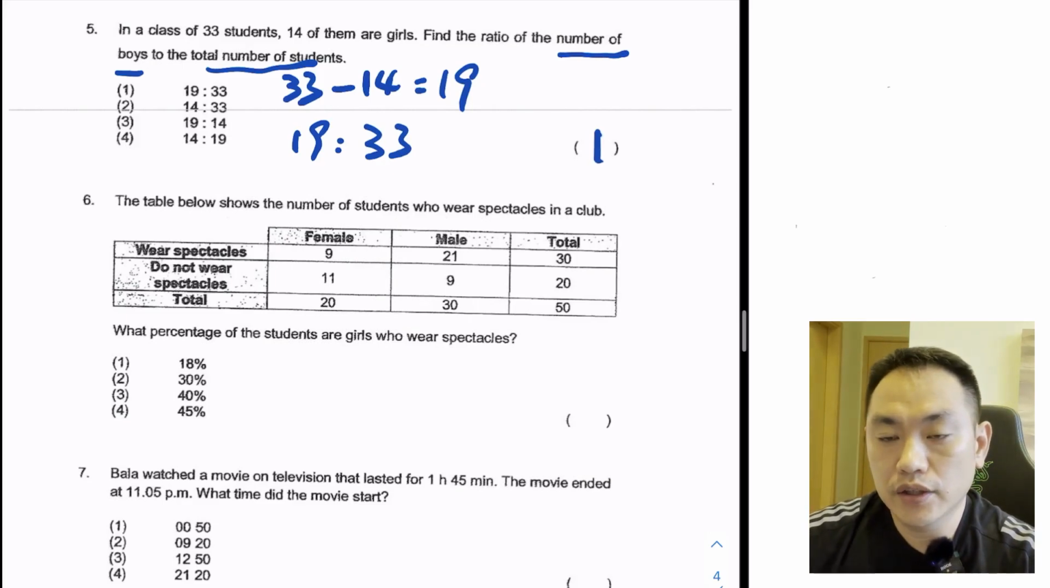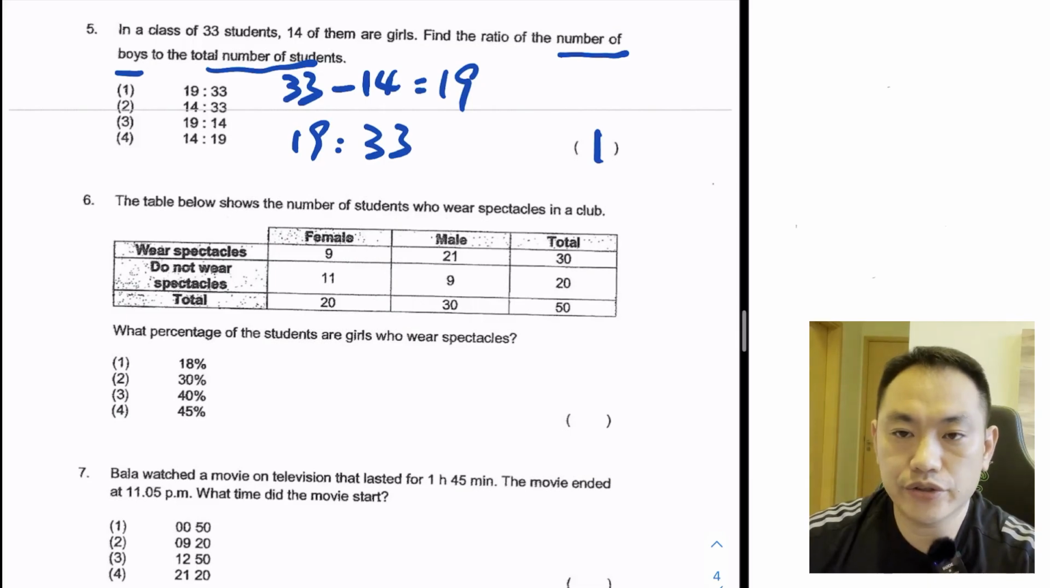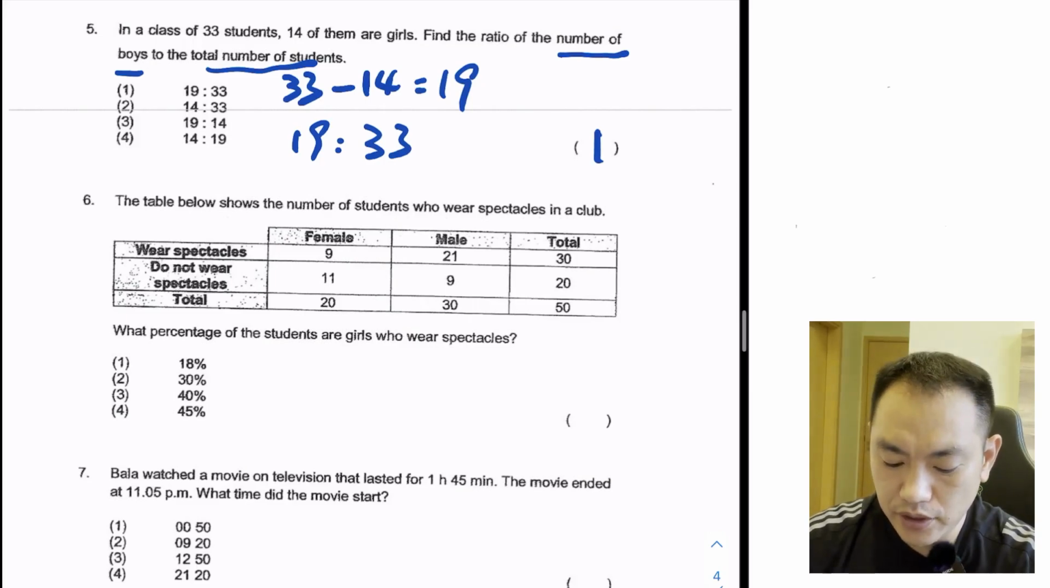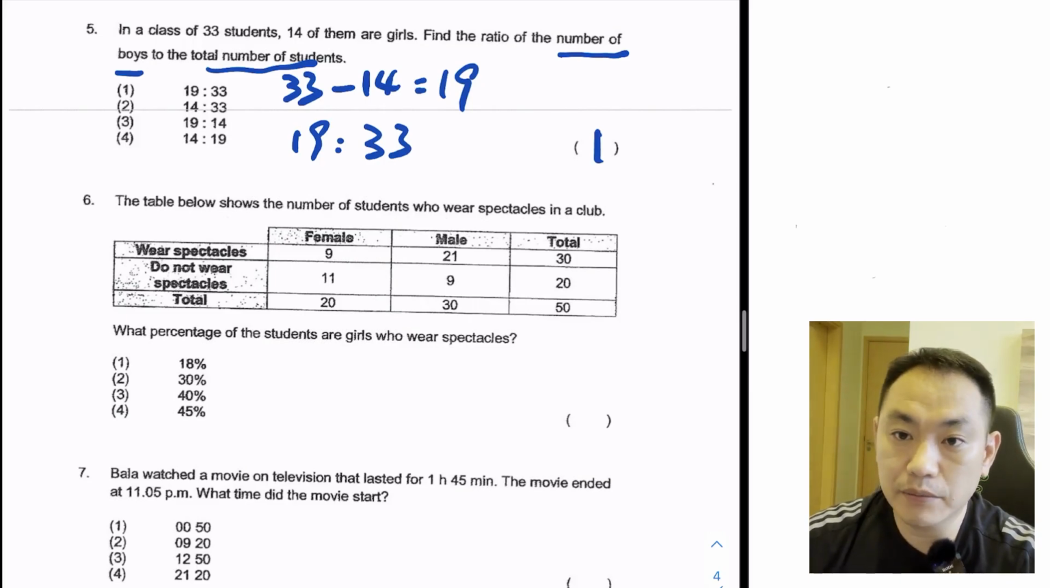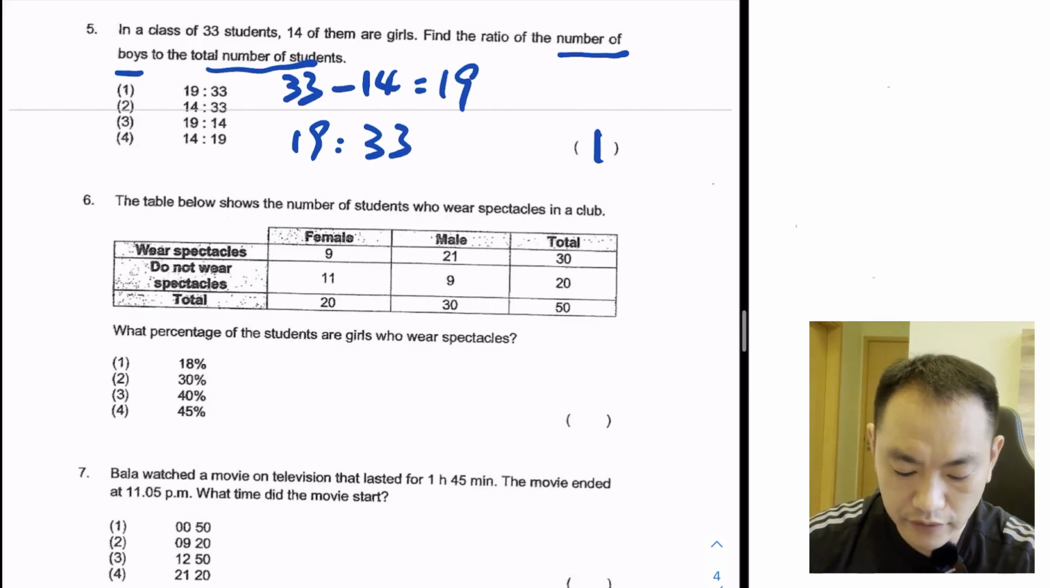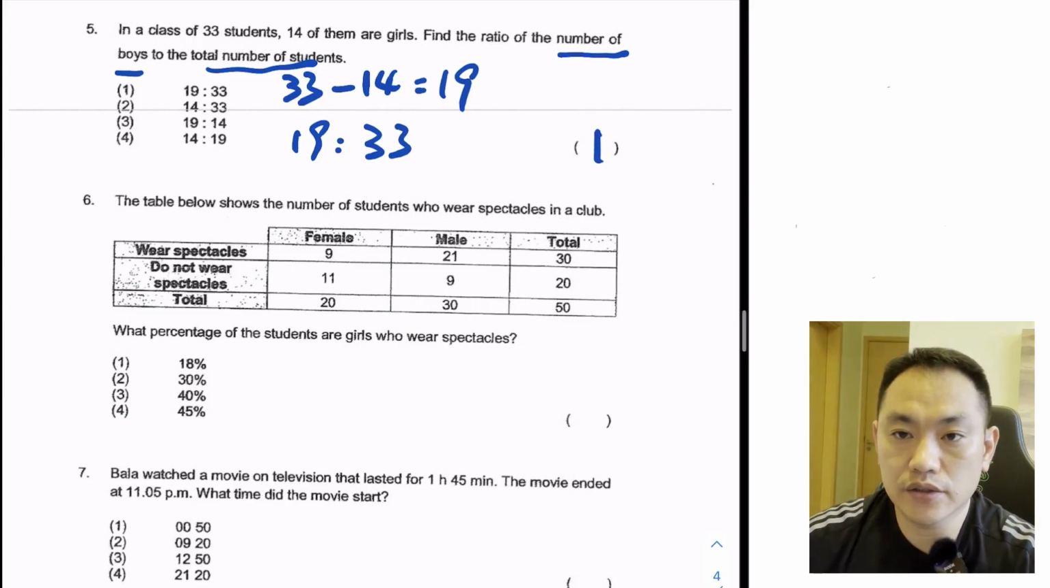Okay, so it's important to understand what the question is asking for, and then you go and do the calculation. So be very, very careful. A lot of people fall into the trap of seeing the question and jumping to the conclusion straight away, because the question could be the number of boys versus the number of girls, then the answer would have been 19 versus 14, for example. So always look into the question and make sure that you know what they are asking for. All right, let's move to the next question.